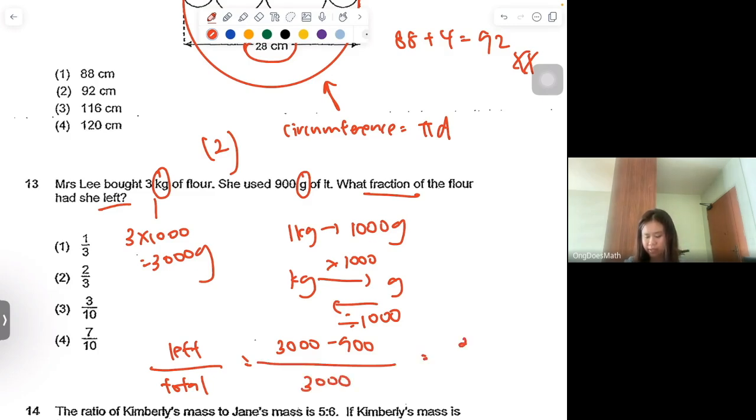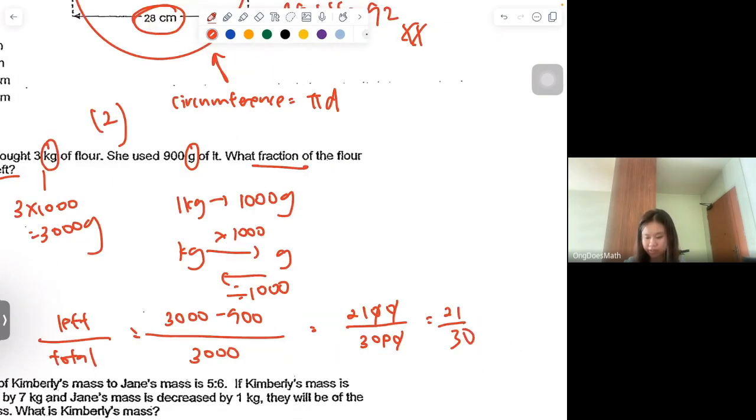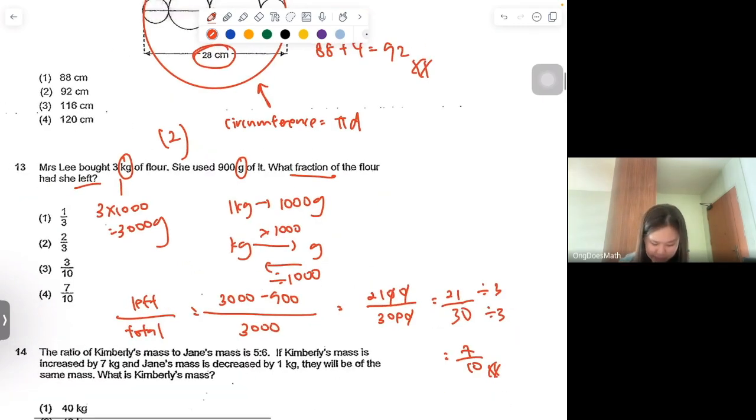So if you simplify things, you should get 2100 over 3000. Cancel the 0. You get 21 over 30. Both are divisible by 3. So you should get 7 over 10. And hence the answer is option 4.